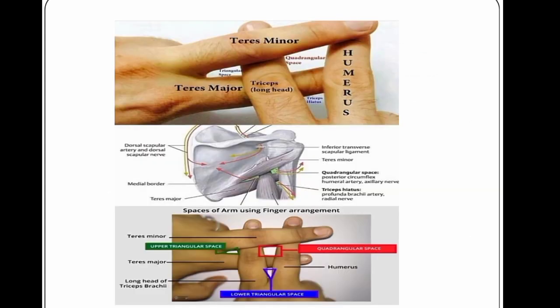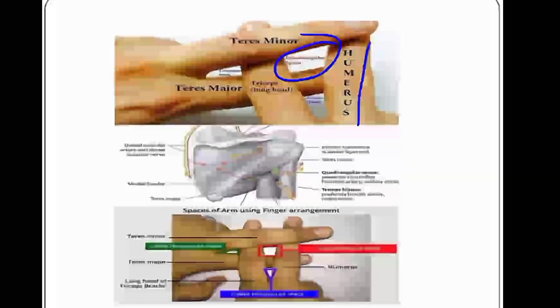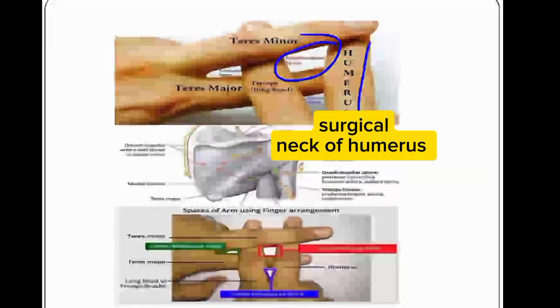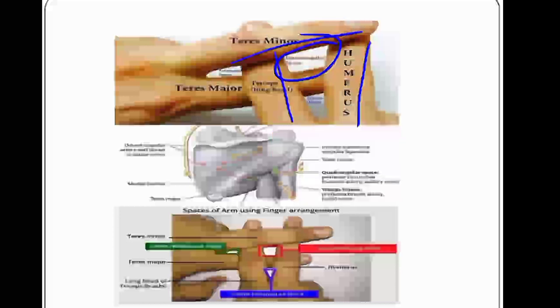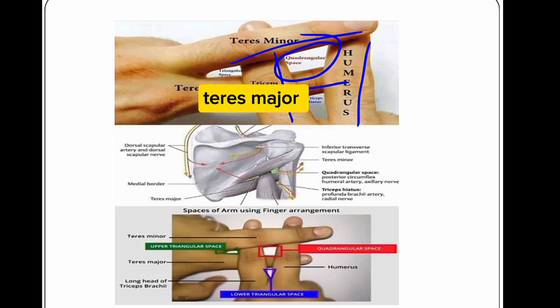You can remember this space by these four crossing fingers. It is an intramuscular space. Its lateral boundary is formed by the surgical neck of the humerus, while the superior boundary is formed by the teres minor and subscapularis muscle, the medial boundary is formed by the long head of the triceps, and the inferior boundary is formed by the teres major muscle. Collectively, this space is called the quadrangular space.